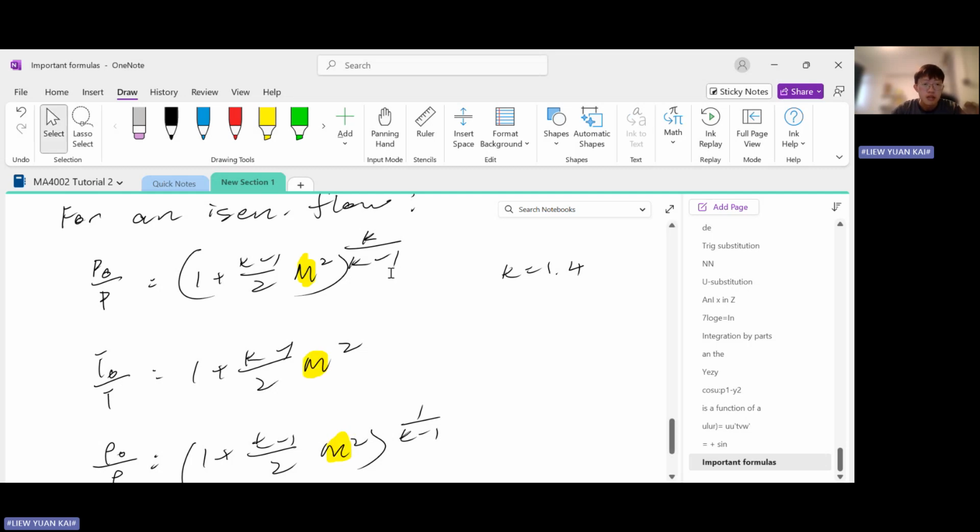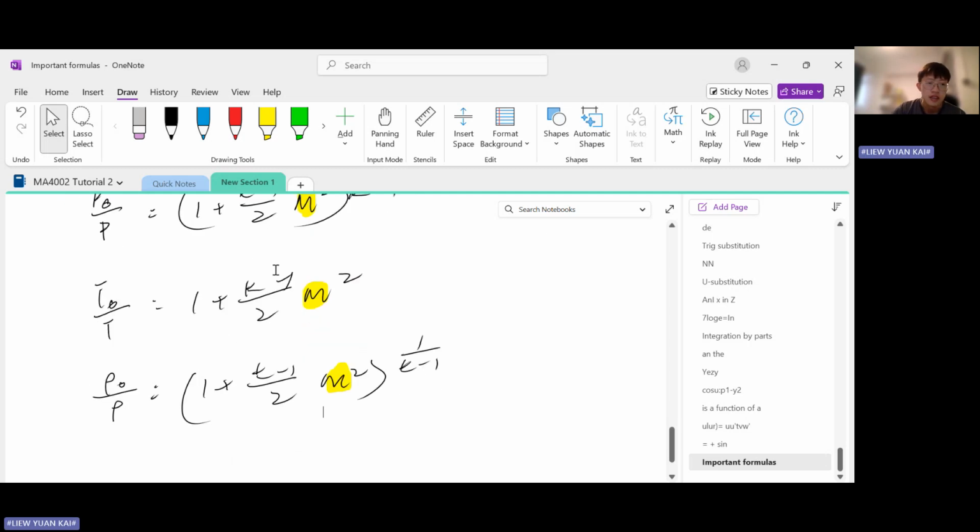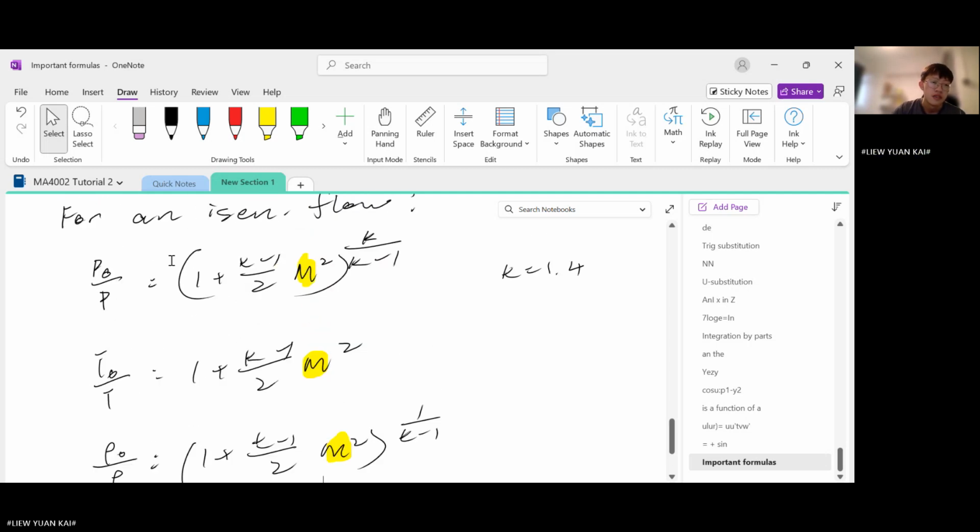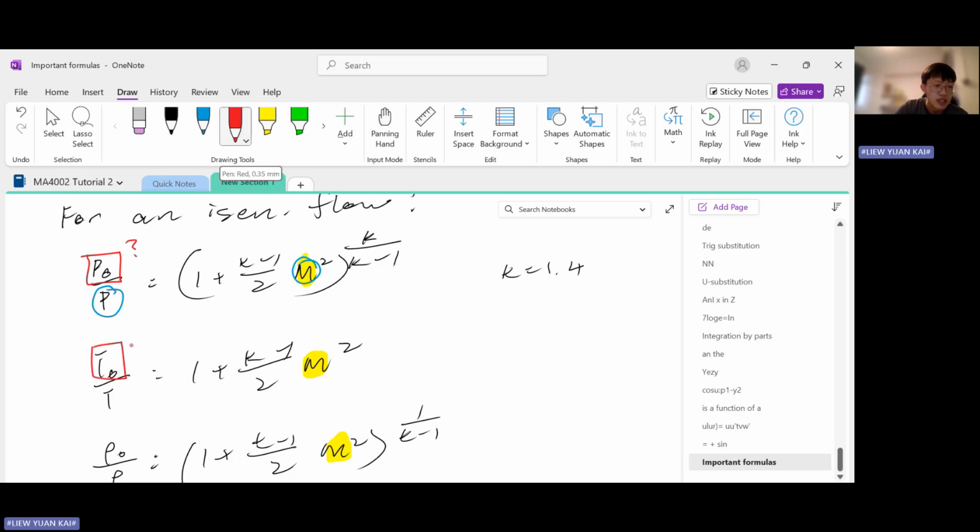What does this mean? This means that if you want to calculate, let's say, the stagnation pressure, there are two things you need. Let's say you want this, so this is the question mark. You need the static pressure and the Mach number. What else? Let's go to the next one. Let's say you don't know the stagnation temperature. So what do you need? You need the static temperature and the Mach number.